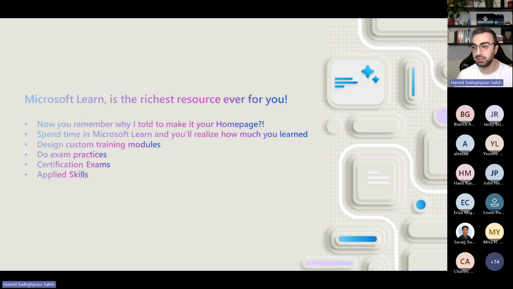And do exam practices, as mentioned. In Microsoft Learn, you have the option to do exam practices for each exam you want to do. Before going to the actual exam, go and do an exam practice for free. You will get 50 to 55 free exam questions, so you will feel more confident and comfortable before going to the actual exam.